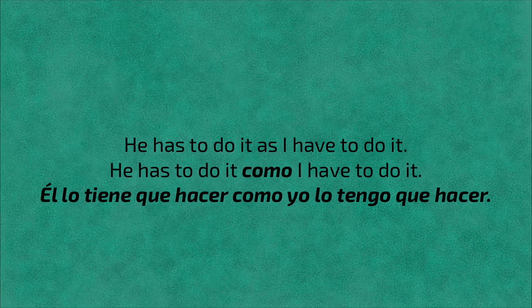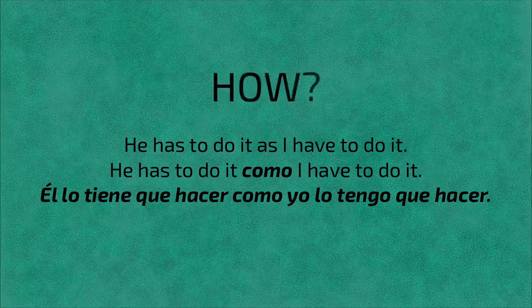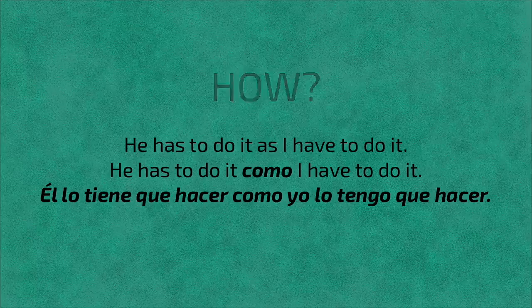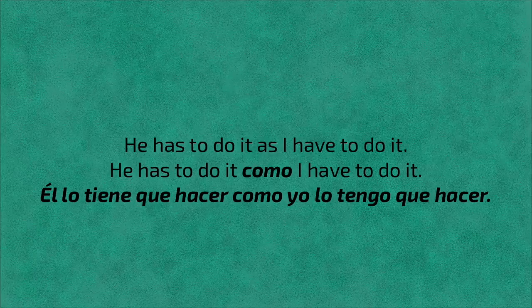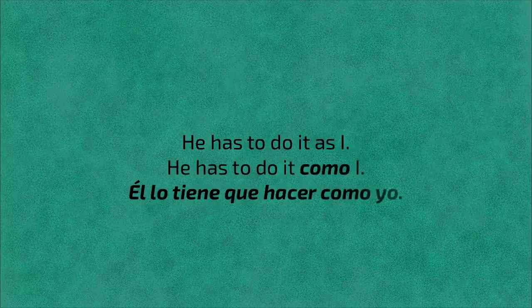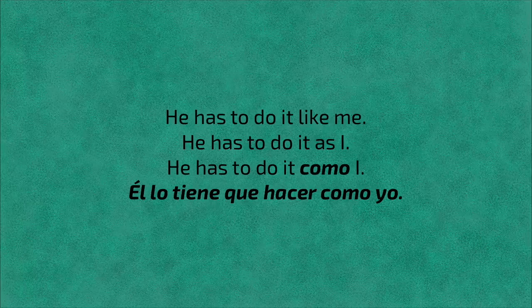In this case, we're comparing the way that things are done, once again answering the word how, as adverbs tend to do. This sentence is pretty long, so let's see if we can shorten it to a shorter example. He has to do it as I. Él lo tiene que hacer como yo. Okay, guys, I heard that sound of clenching teeth. You really want to change that English sentence to, he has to do it like me.